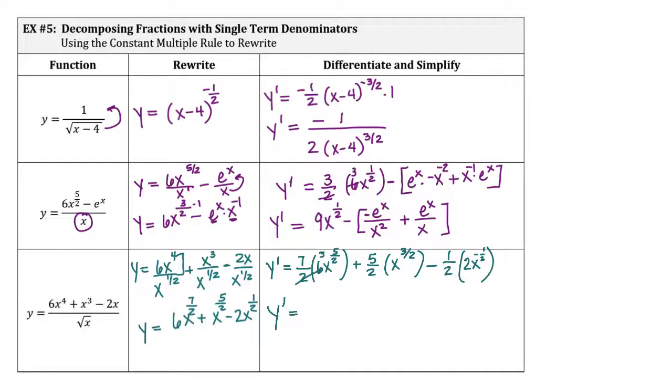So I'm going to have 21 x to the 5/2 plus 5/2 x to the 3/2. And then here we've got minus, and the 1/2 and the 2 can cancel, and I'm left with 1 over x to the 1/2. And you're welcome to leave it just like that.